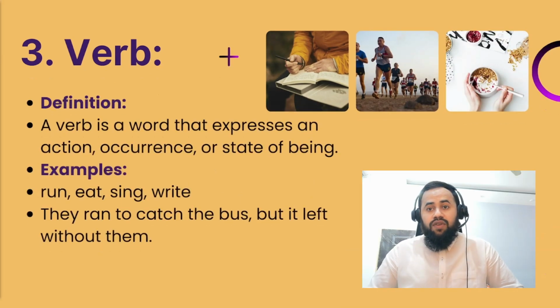The third one we have here is verb. What is a verb? A verb is a word that expresses an action, occurrence, or state of being.